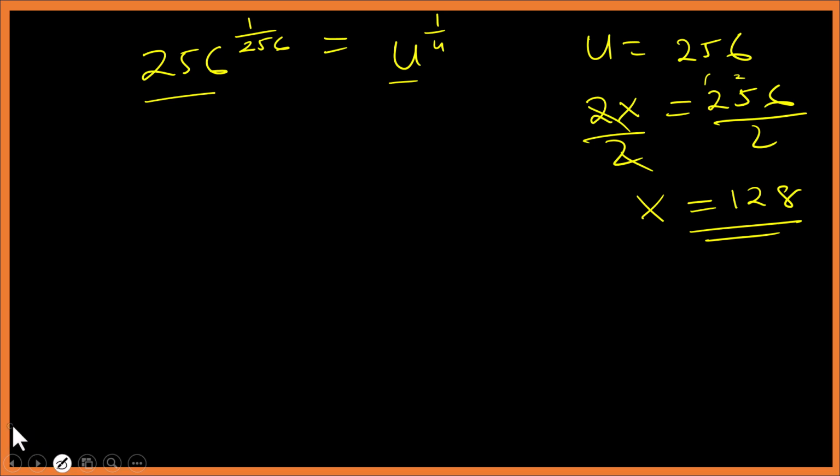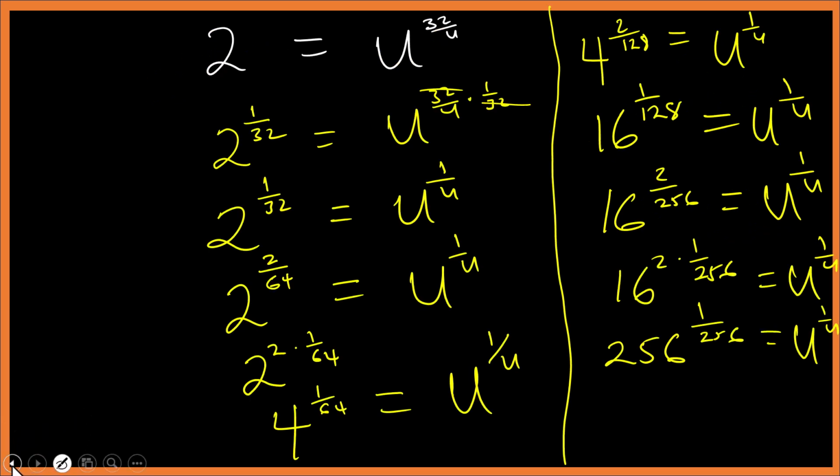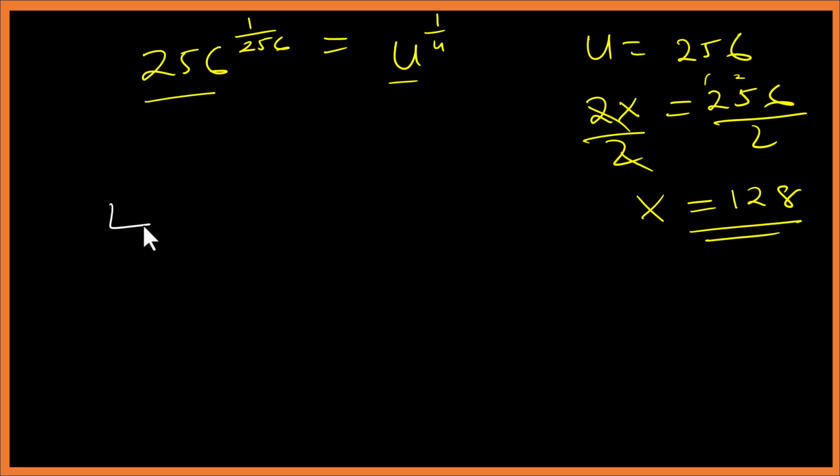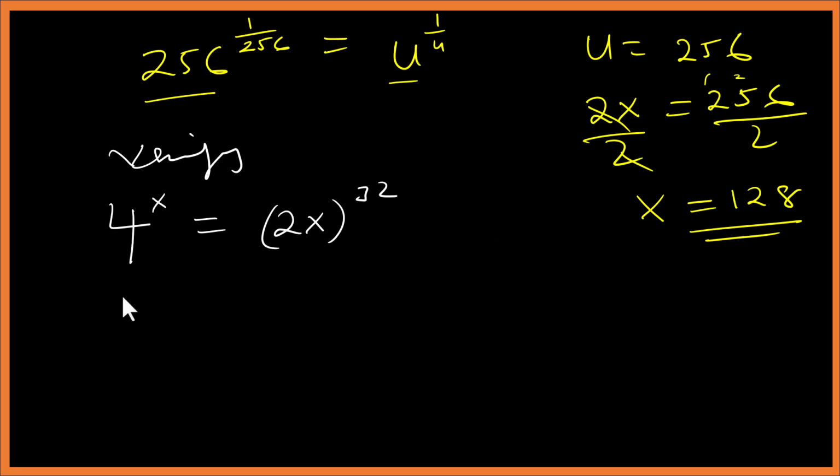So let's verify and see if our answer is correct. So we have 4 to the power x, let's verify. 4 to the power x equals 2x raised to 32. So this side x is 128. And 2 times 128 equals 256, raised to 32.